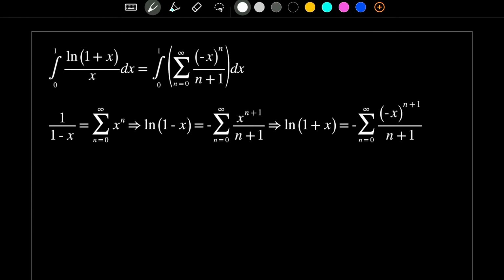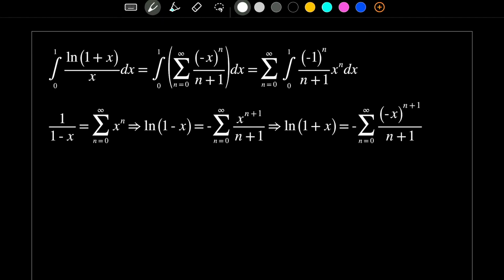Okay, nice. And now at this point, we're going to do two things simultaneously. Namely, we're going to take the minus 1 and the x separately, and we're also going to switch the integral and the sum around. So we're going to get the sum from n equals 0 up to infinity of the integral from 0 to 1 of minus 1 to the power of n times x to the power of n divided by n plus 1 dx. And of course we can take everything which is not involving x out of the integral as a constant. So we're going to get the sum from n equals 0 up to infinity of minus 1 to the power of n divided by n plus 1 times the integral from 0 to 1 of x to the power of n dx.